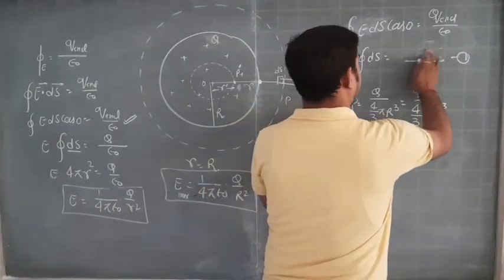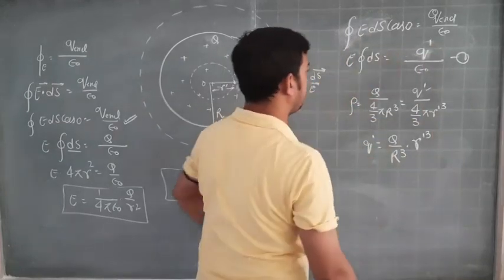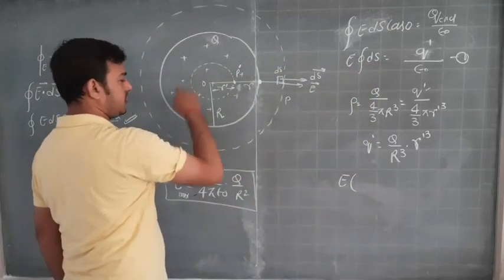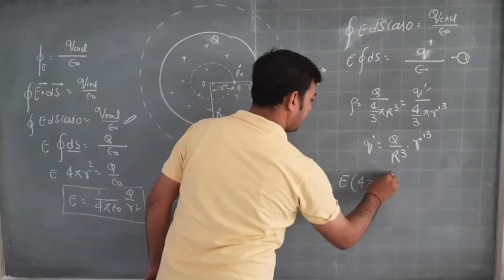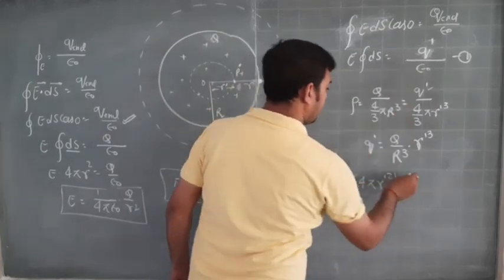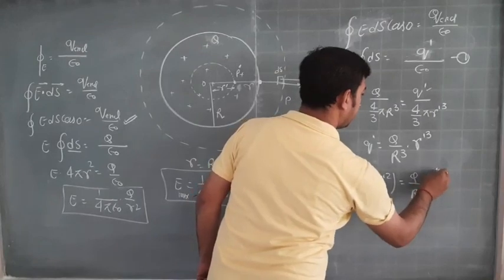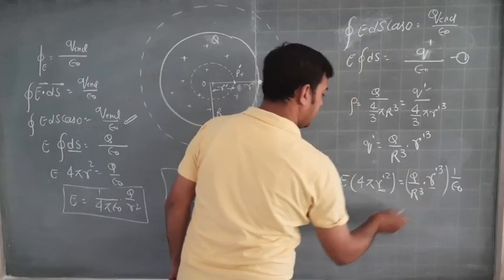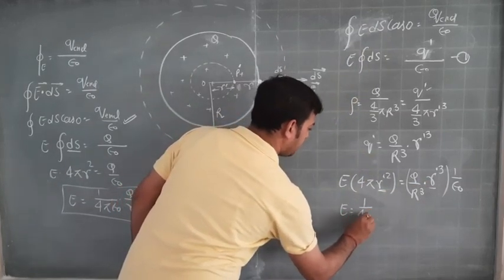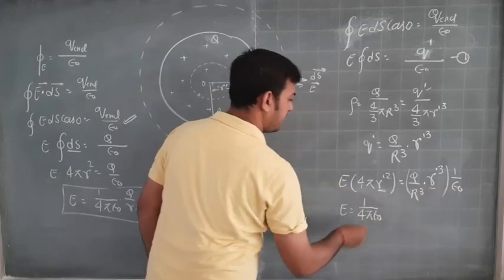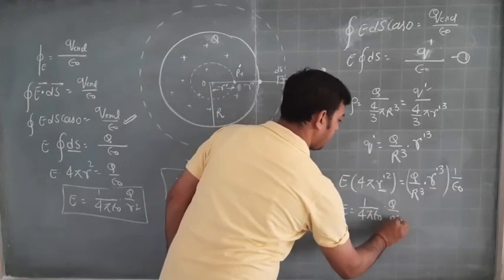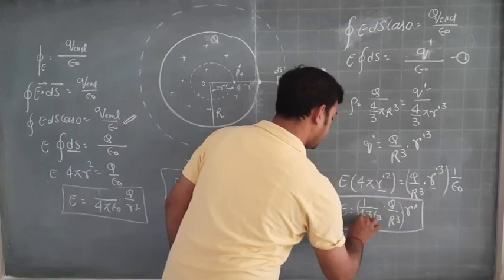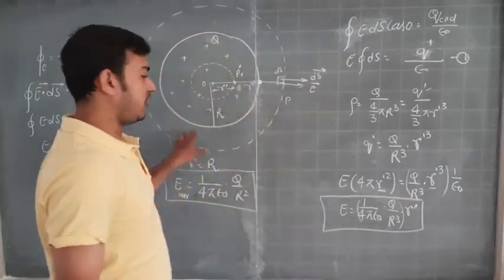So I will use the value of q dash in this equation, and this is E times the surface area of this Gaussian surface, which is 4 pi r dash square, equals the charge q by R cube multiplied by r dash cube, times 1 by epsilon naught. If you simplify this, it gives E equals 1 by 4 pi epsilon naught times q by R cube multiplied by r dash simply, and look at this term, q by R cube, which is a constant for this non-conducting sphere.